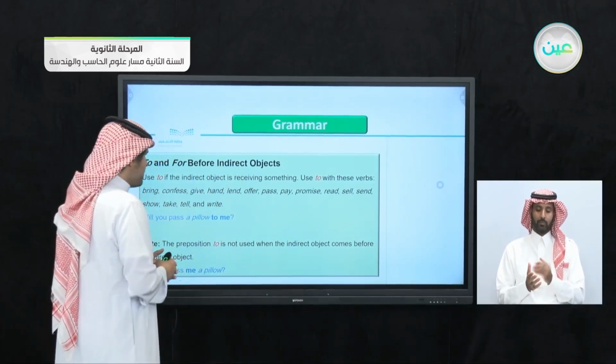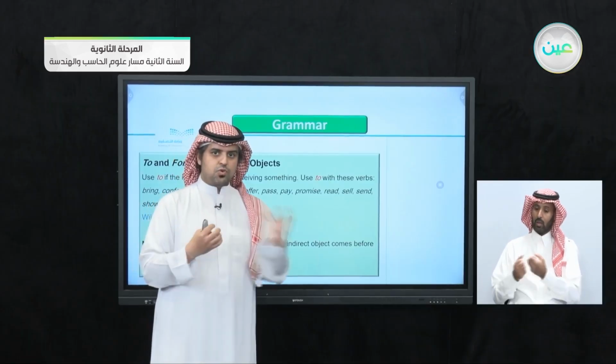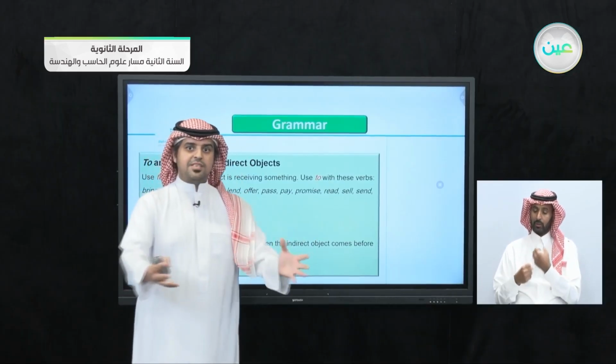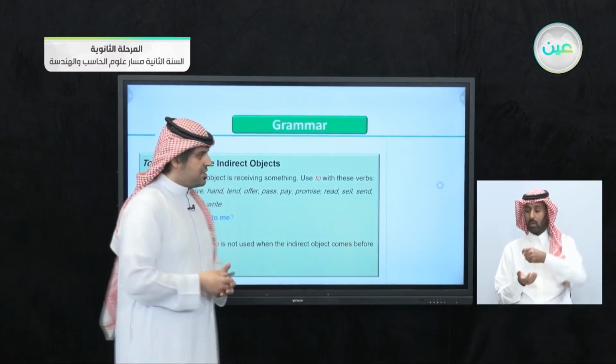We use 2 with these verbs: bring, confess, give, hand, lend, offer, pass, pay, promise, read, sell, send, show, take, tell, and write. For example, here, will you pass a pillow to me? So to me, I'm the indirect object. I'm receiving the pillow. Or can you pass the salt to me, etc.